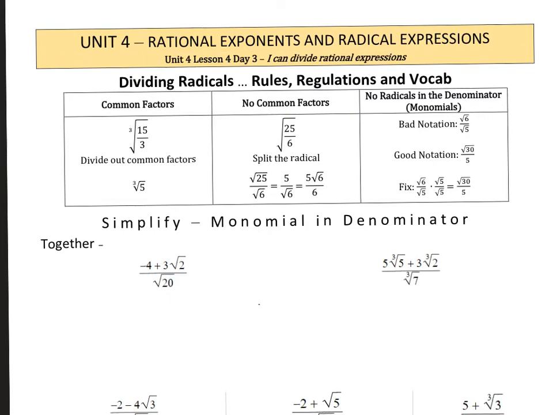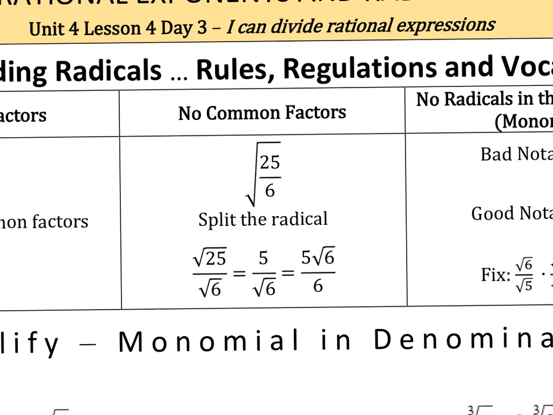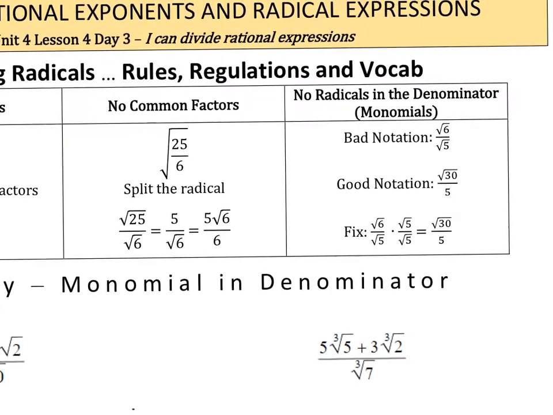So if I have one big radical and then 25 over 6, 6 doesn't go into 25, then I know I have square root of 25 over the square root of 6. So that is allowed.